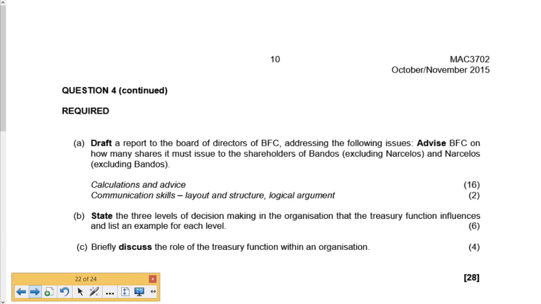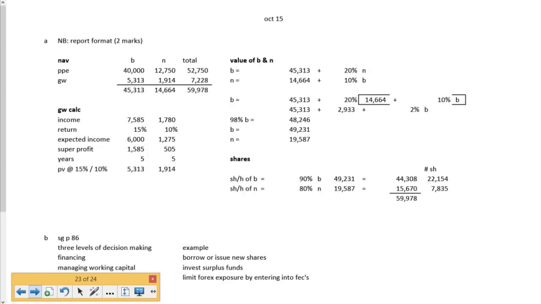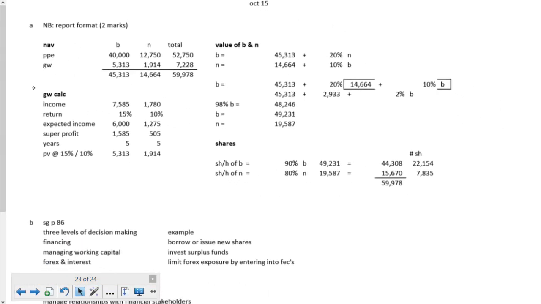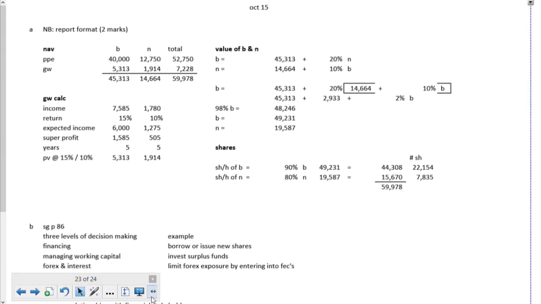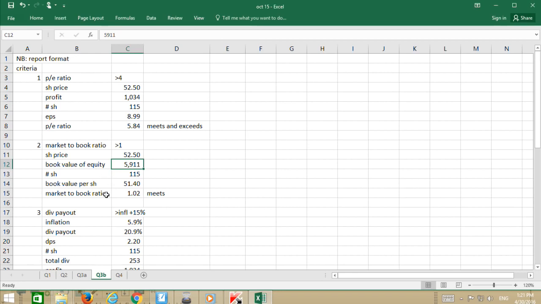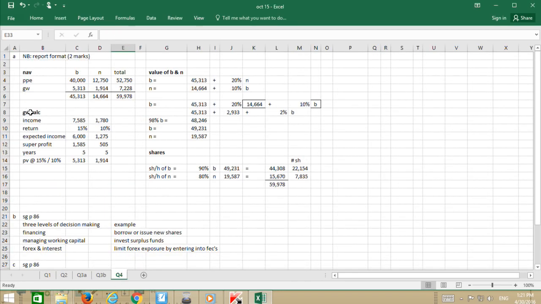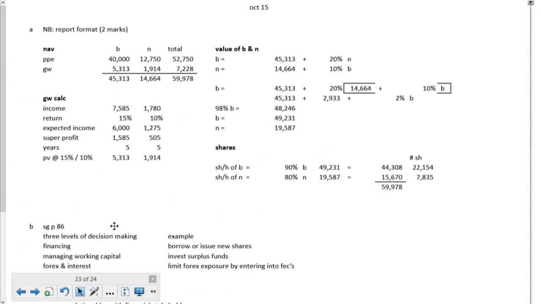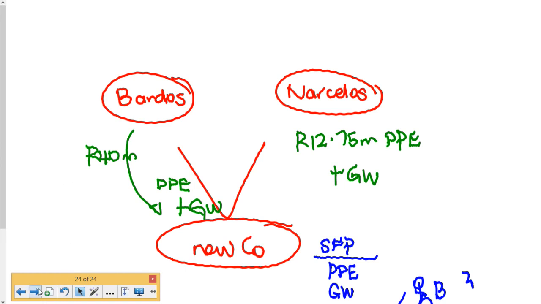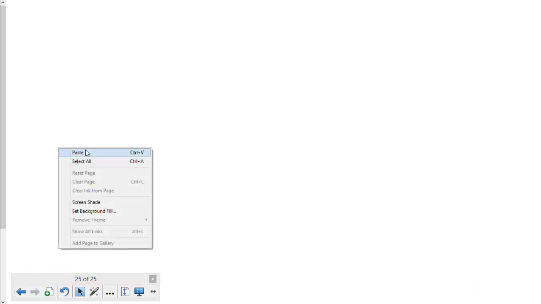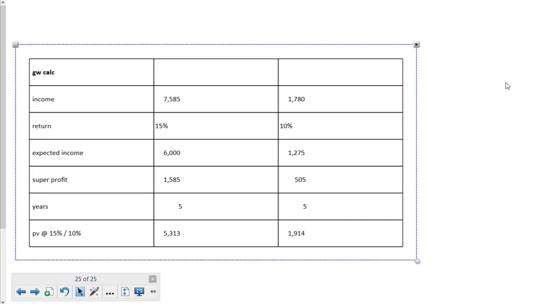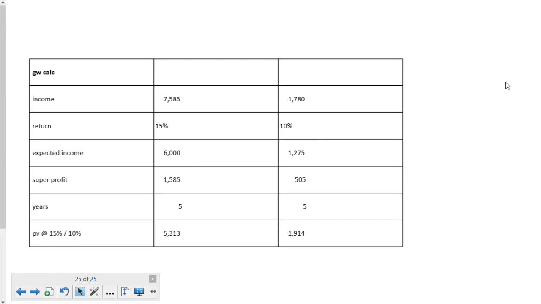Okay, let me show it to you here. Here's the goodwill calc. Let me copy it from here. Just the goodwill calc. Okay, so here's just the goodwill calc.